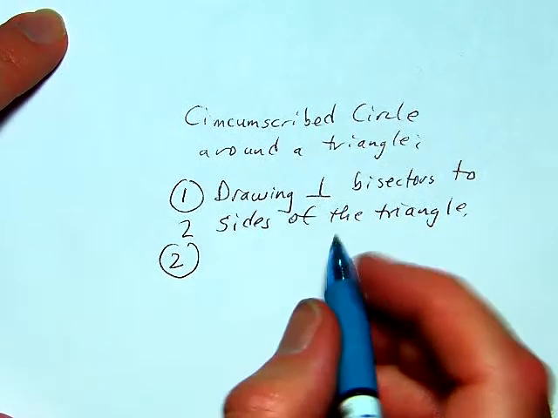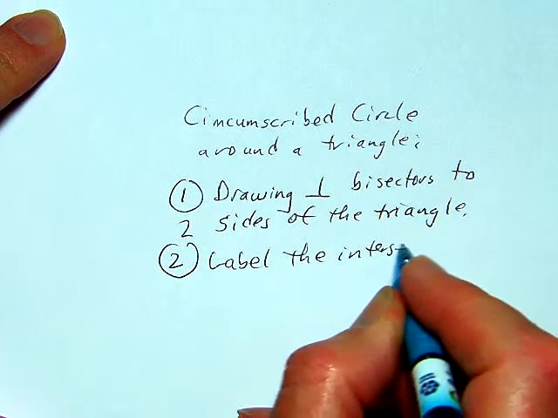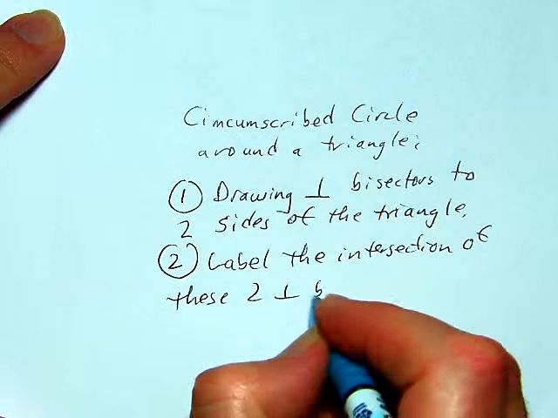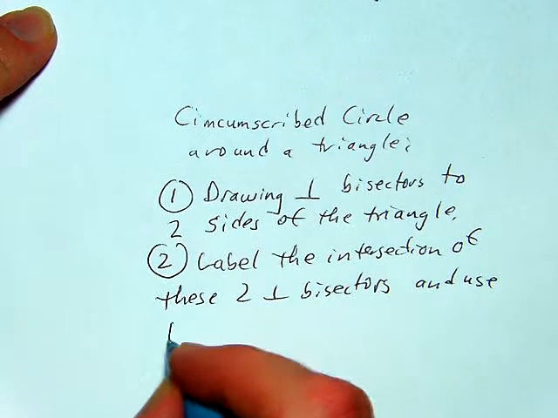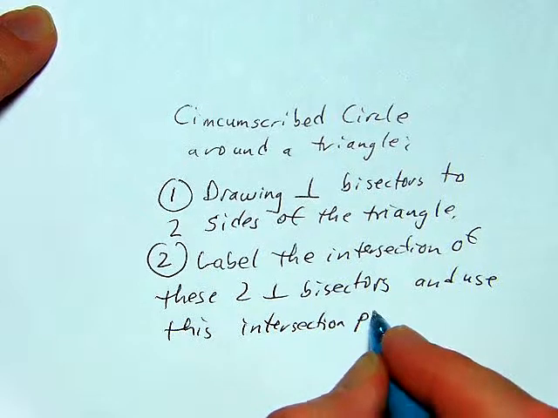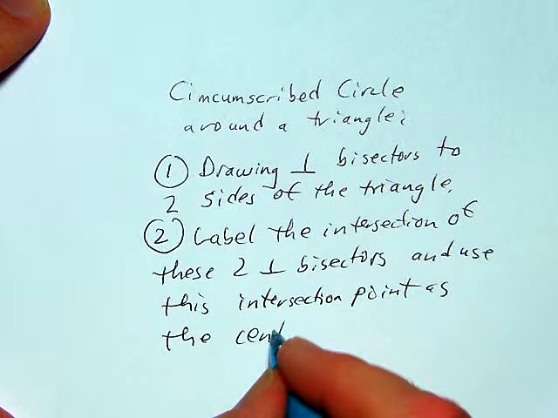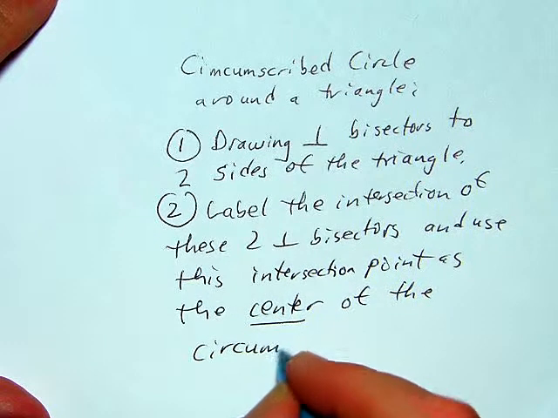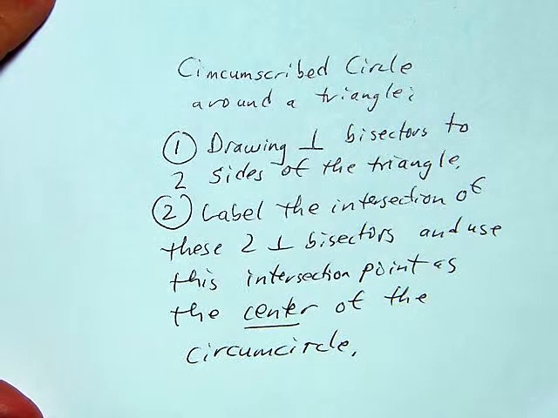Second, we are going to label the intersection of these two perpendicular bisectors and use this intersection point as the center of the circumcircle. Okay, the circle that will be drawn around the triangle.